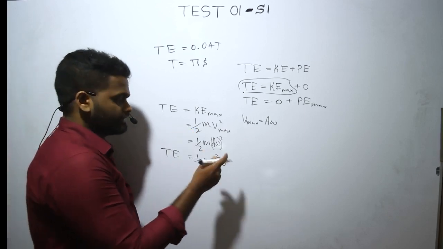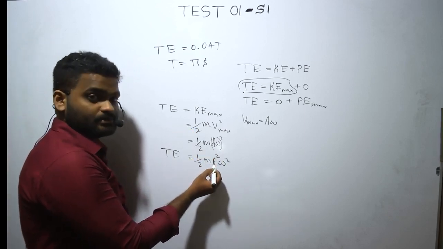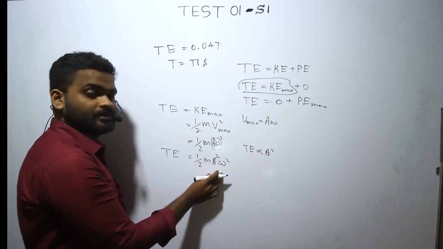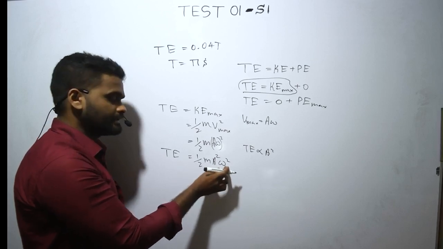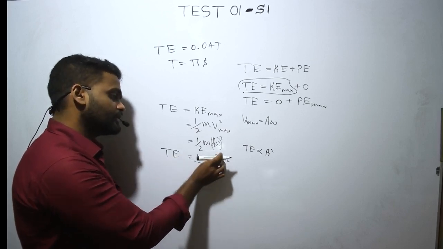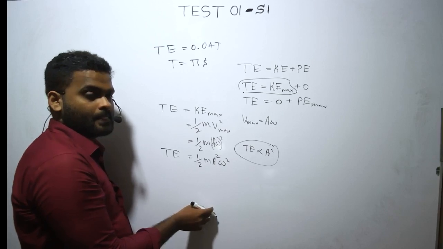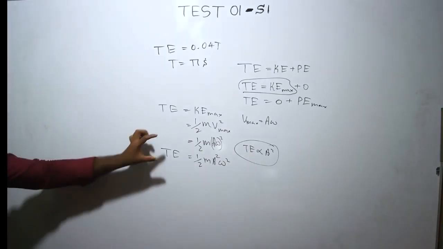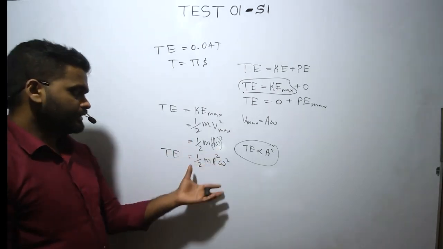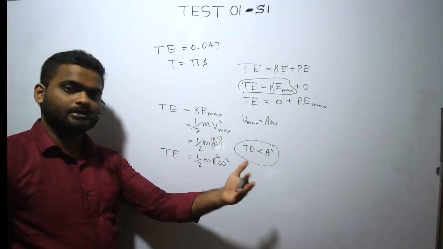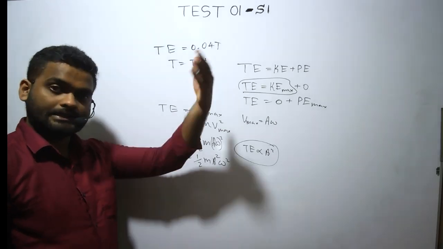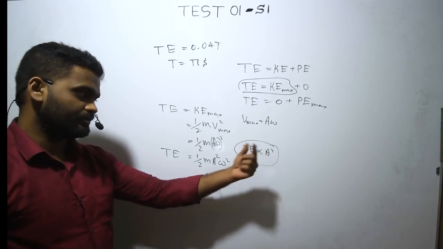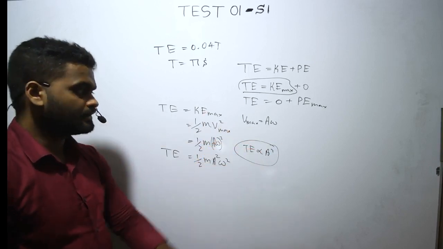Earlier I discussed that total energy is proportional to amplitude squared, right? So from this equation, it is obvious. Mass does not change, omega constant. Total energy is proportional to amplitude squared, right? So from this one, you can get that. So higher the amplitude of a SHM, the total energy is higher, as it is squared. If amplitude doubles, total energy quadruples, right?